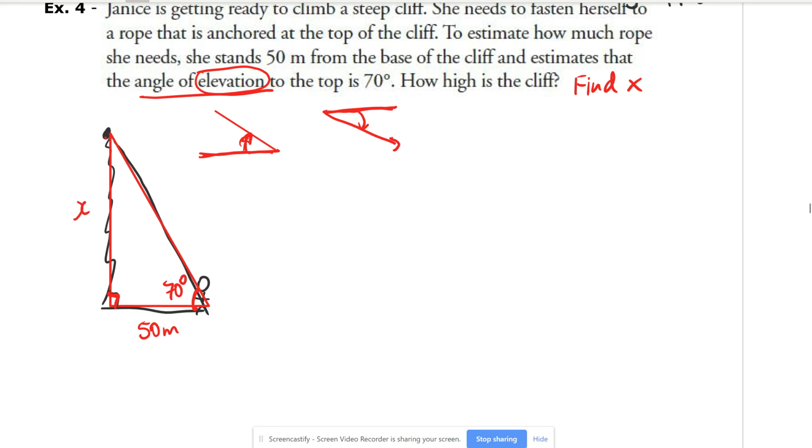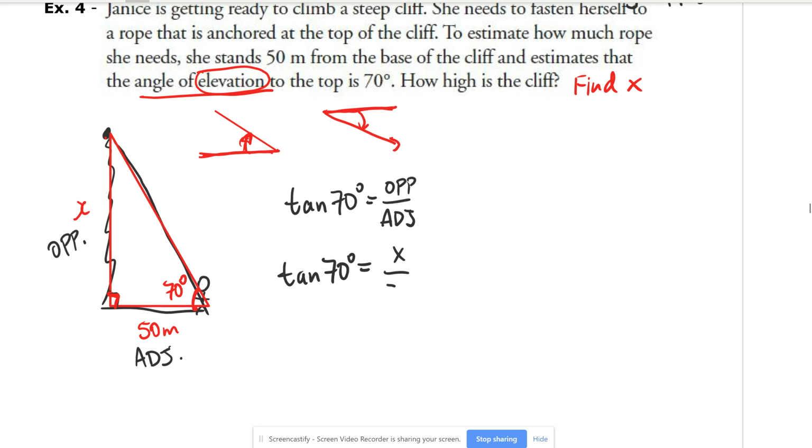What ratio am I going to use? It's a trigonometry problem, right angle triangle. I have an angle, I have one side and an unknown side. We're going to use a trig ratio. So if I label my triangle first, the 50 is my adjacent side because it's touching my reference angle. The angle of elevation will be my reference angle. And x is the opposite side. So the ratio that relates opposite and the adjacent will be the tangent ratio. The tangent of your angle, 70 degrees, is equal to the length of the opposite side over the length of the adjacent side. And when I plug in the numbers, the tangent of 70 degrees equals x over 50.